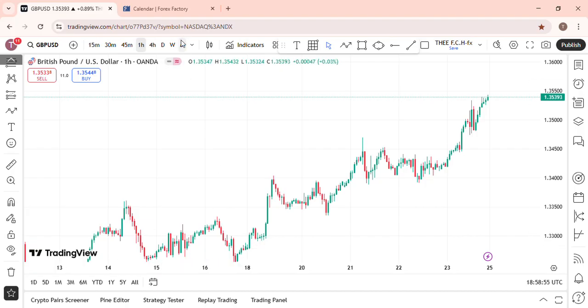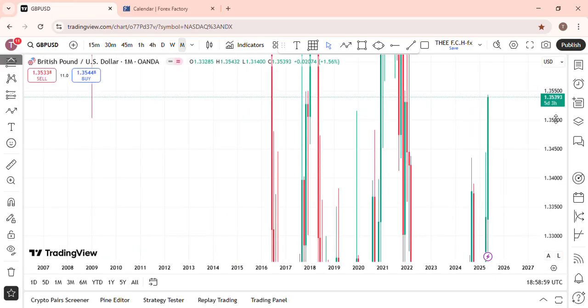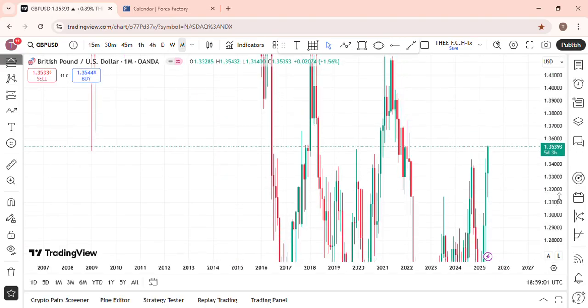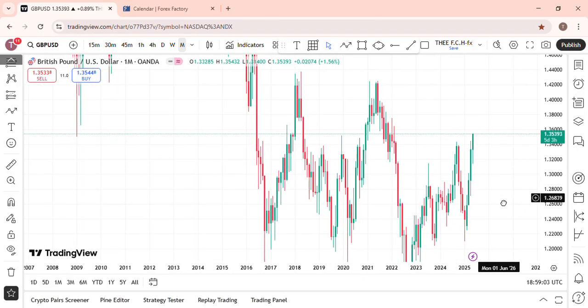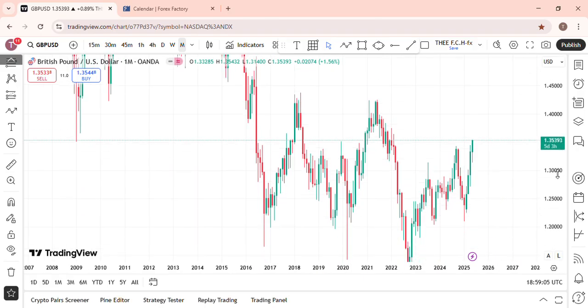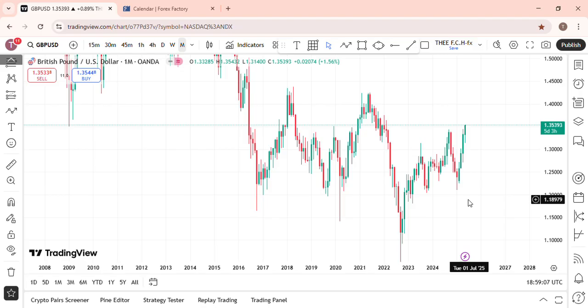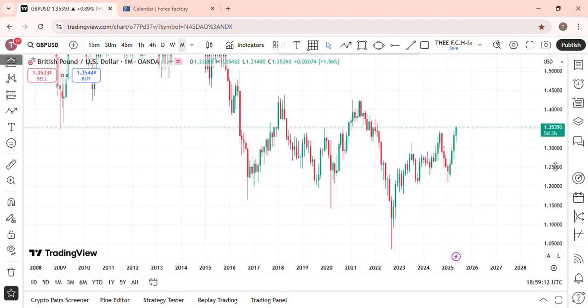We start with the monthly time frame. Remember, I've always said that the first and the last week of each and every month are very crucial, so you need to pay more attention to those times.